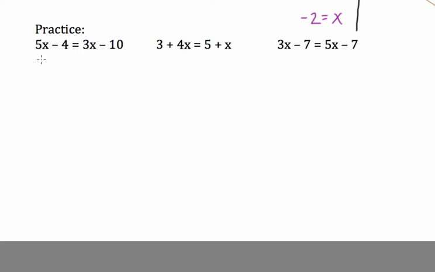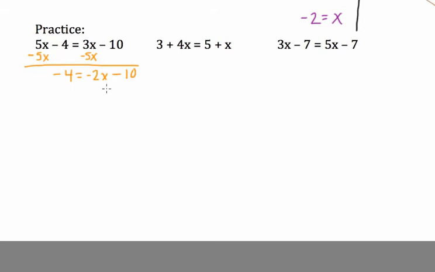So in all 3 of these problems, my expressions on either side of the equal sign are already simplified. So I don't have to do any simplifying steps. I'm just going to get the x's on one side. So to move the 5x, I'll subtract 5x from both sides. You'll notice I'm now left with just a 2-step equation.